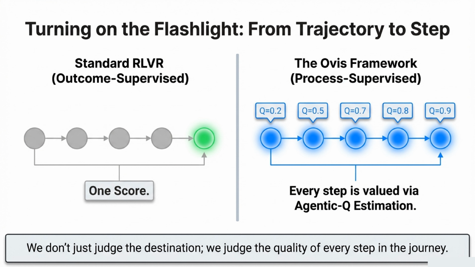Our solution is like turning on a flashlight in a dark room. Standard RLVR is outcome supervised. It only looks at the final destination. The OVIS framework is process supervised. We assign a value, or a Q-score, to every single step in the journey. Whether the Q-score is 0.2 or 0.9, we judge the quality of every action via Agentic-Q estimation. We don't just judge the destination, we value the journey itself.